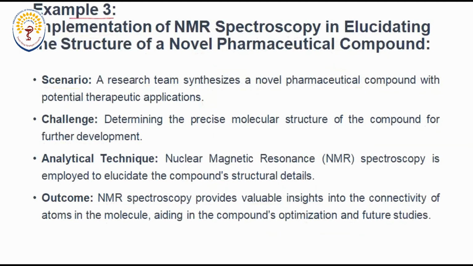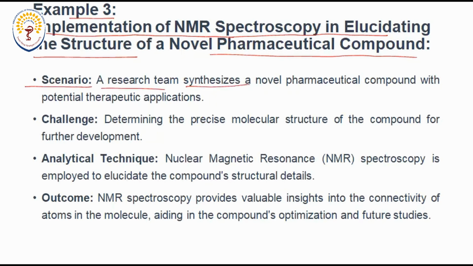Now example number 3. Example number 3 is implementation of NMR spectroscopy in elucidating the structure of a novel pharmaceutical compound. The scenario in this case is that a research team has synthesized a novel pharmaceutical compound, a drug that can be used for treating a disease, and they also want to check its potential therapeutic application. That drug has a potential therapeutic application, it is curing something.